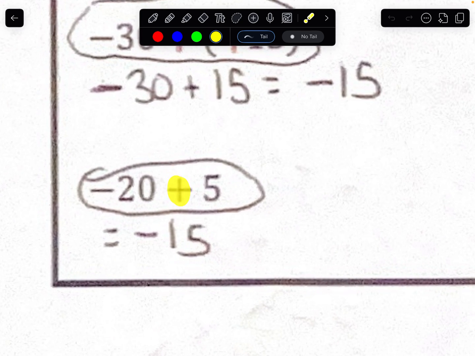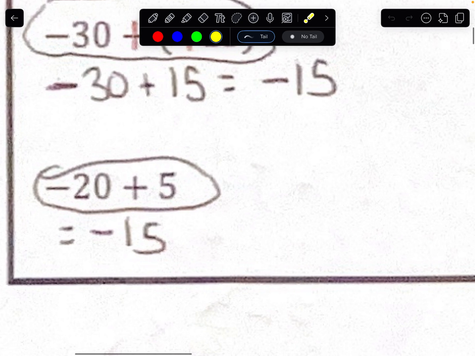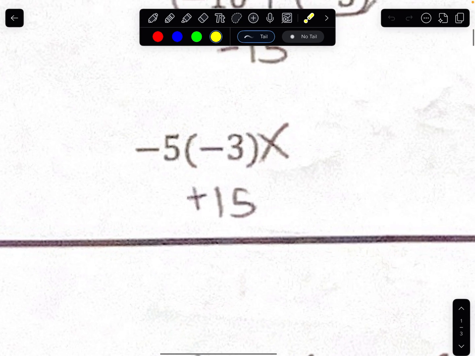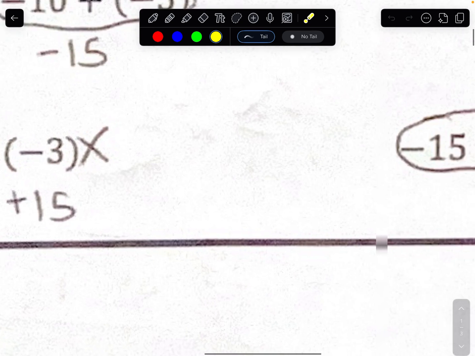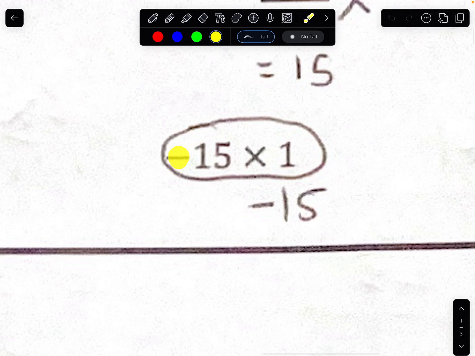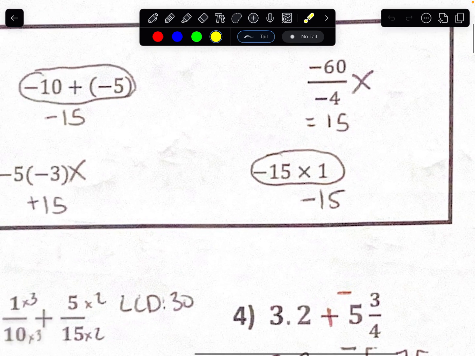We're adding, so that means sing the song, so different signs subtract, and then take the sign of the bigger number. So this is an expression that results in negative 15. Negative times a negative makes a positive, so this will not work out.